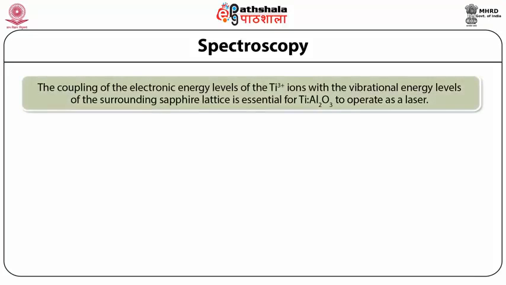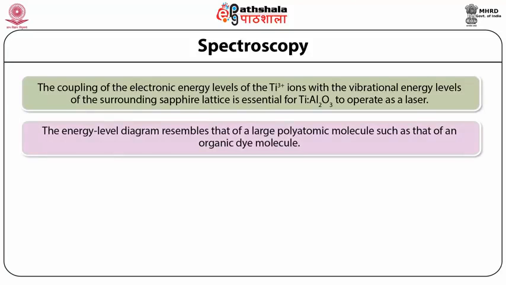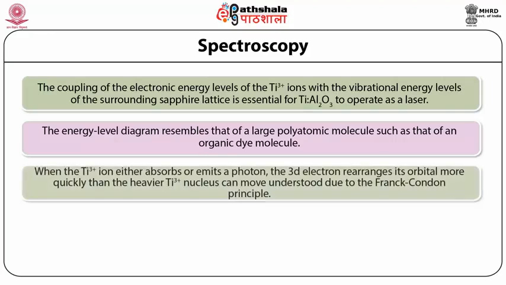The coupling of the electronic energy levels of the titanium ions with the vibrational energy levels of the surrounding sapphire lattice is essential for titanium sapphire to operate as a laser. The energy level diagram resembles that of a large polyatomic molecule, such as that of an organic dye molecule. When the titanium ion either absorbs or emits a photon, the 3d electron rearranges its orbital more quickly than the heavier titanium 3+ nucleus can move, which is understood due to the Franck-Condon principle.